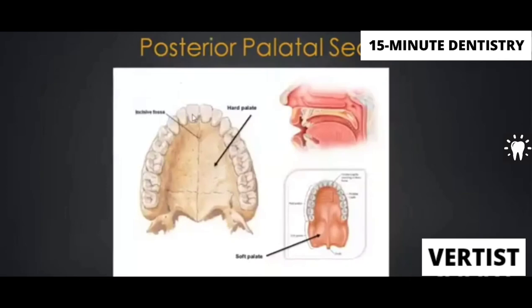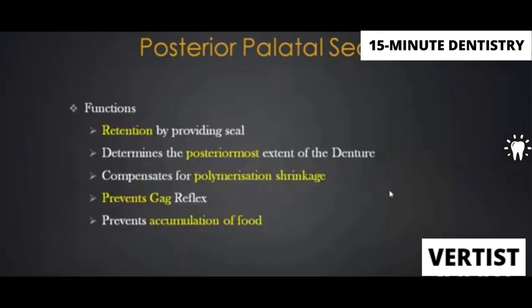Okay, here you can see in this image, this is the posterior nasal spine. Because of this posterior nasal spine, the anterior vibrating line is in a cupid bow shape. As you can see over here, cupid bow. That is why the material should always be in a cupid bow shape.